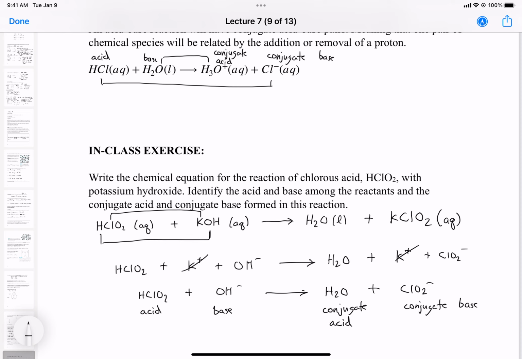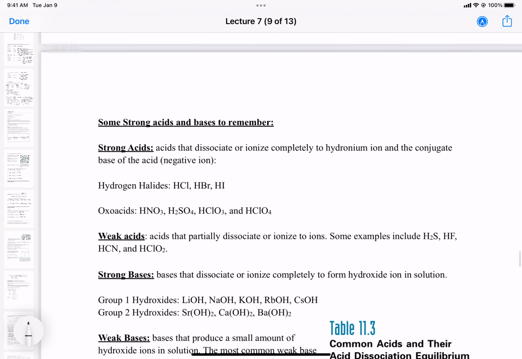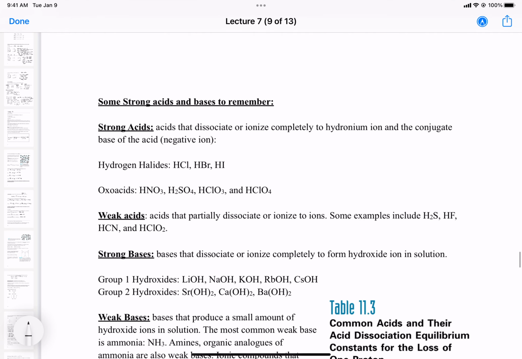Okay? So conjugate acid, you gain a proton from a base, and then conjugate base, you lose a proton from the acid. So that's a conjugate acid-base pair. Okay. Now let's move on to what makes a strong acid. Let's go over some terms here. Strong acids and bases to remember. Okay. So we'll go over a few of these here, then we'll pick it up in the next video.